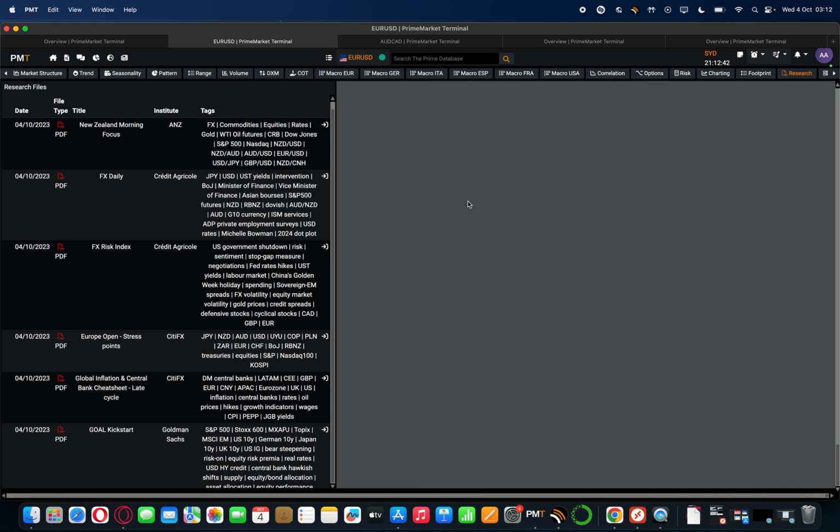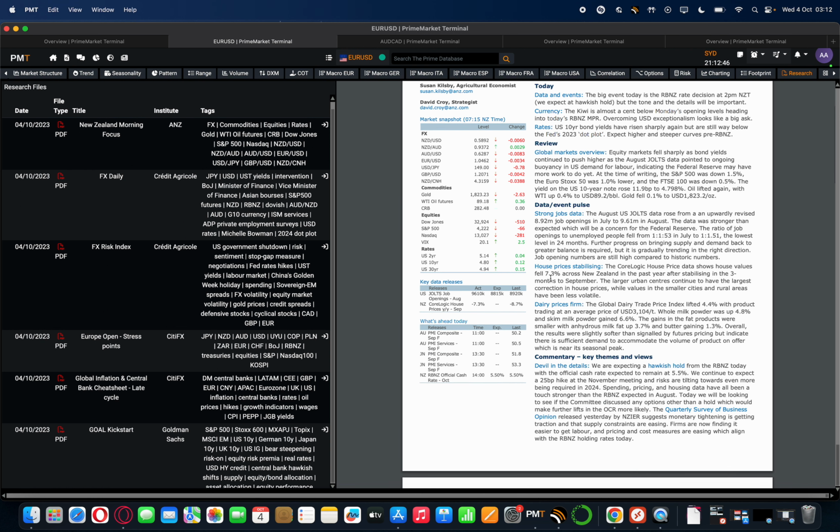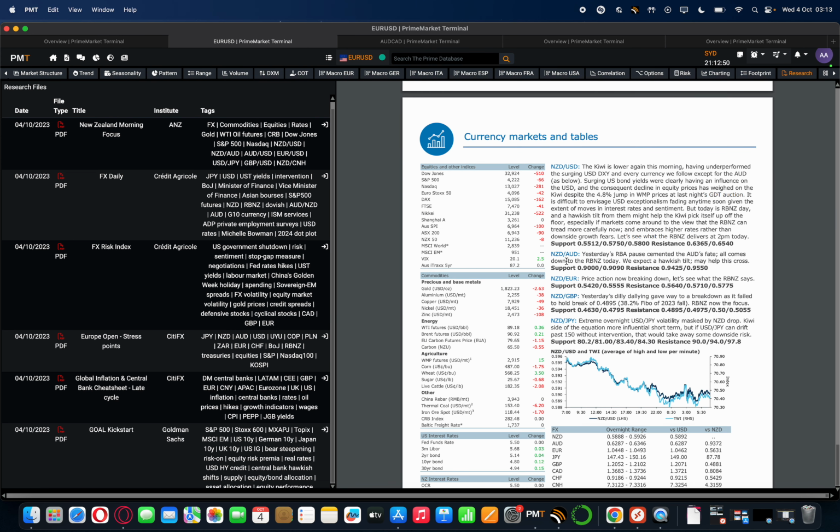You just click on it and you're going to see what the banks are actually doing, and you can also set your entry and exit according to what they're doing. Some of them place their support and resistance. You can see NZDCAD, yesterday's RBA pause commented on AUD's fate. It all comes down to RBNZ, which is the Reserve Bank of New Zealand. We expect the hawkish tilt may help this cross support. This is their support and resistance.